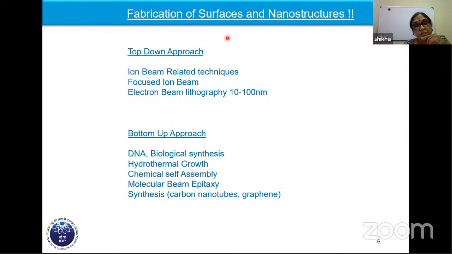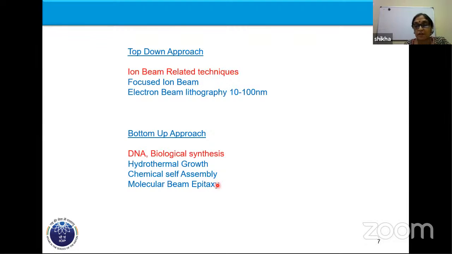So the fabrication of such surfaces or nanostructures can be achieved through a variety of methods. This is not even a complete list, but some of the techniques that are present are ion beam related, focused ion beam, electron beam lithography in the top-down approach, or the bottom-up approach, where you start atom by atom building nanostructures or surfaces. And these are the various techniques. Some of the techniques which I will discuss, in a very limited way, are related to ion beam techniques and something related to the assembly using DNA or biological synthesis.